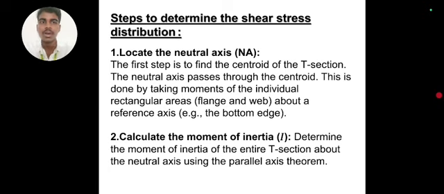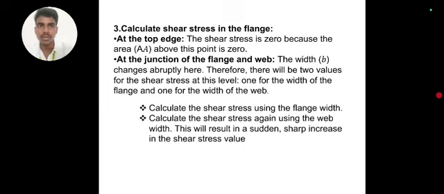This is done by taking moments of individual rectangular areas, flange and web, about a reference axis, for example the bottom edge. The second step is to calculate the moment of inertia. Moment of inertia is represented by I. Determine the moment of inertia of the entire T section about the neutral axis using the parallel axis theorem. Next is the third step.